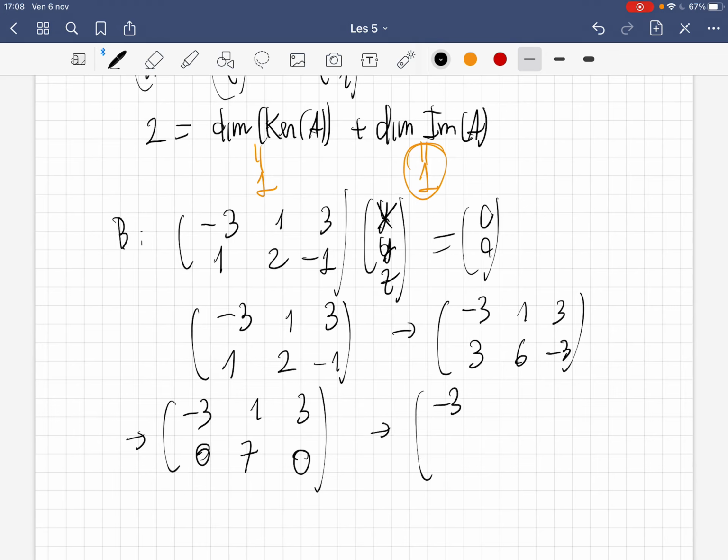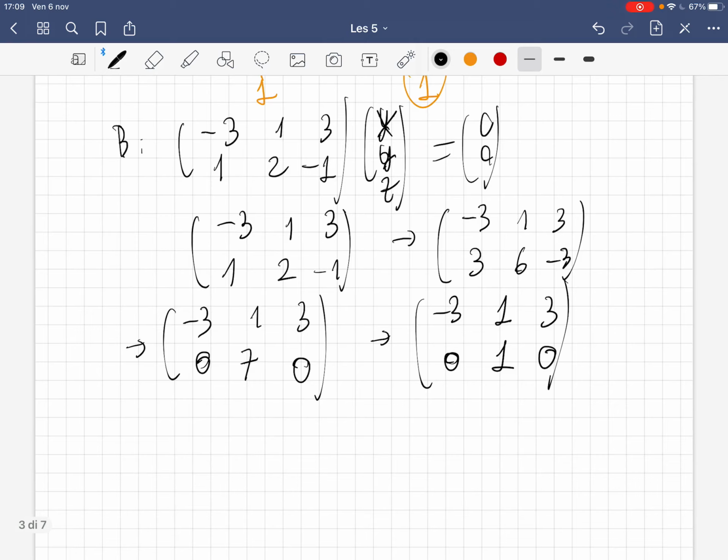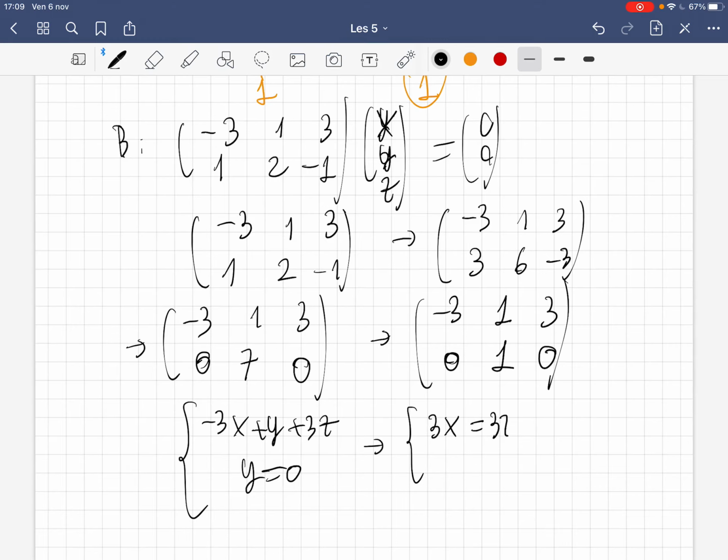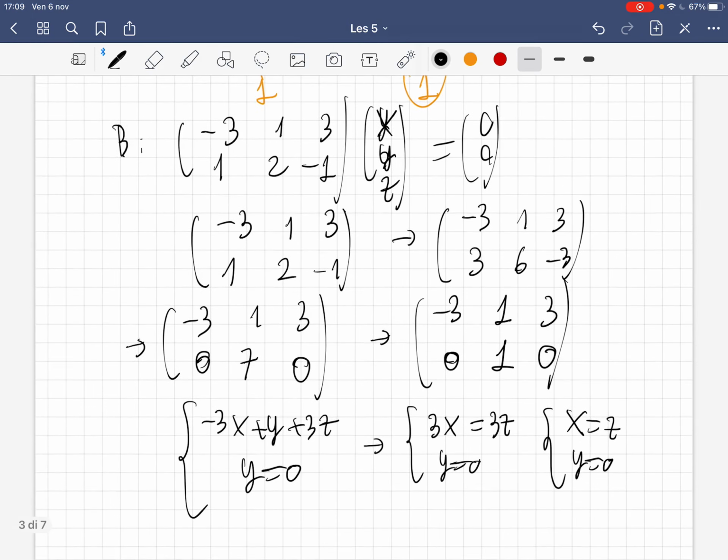Now you can try and solve the system. So it's going to be minus 3x plus y plus 3z, and this is going to be y equal to 0. So it's going to be 3x equal to 3z, which then means that x is equal to z and y is equal to 0. So you can put z to be a parameter.